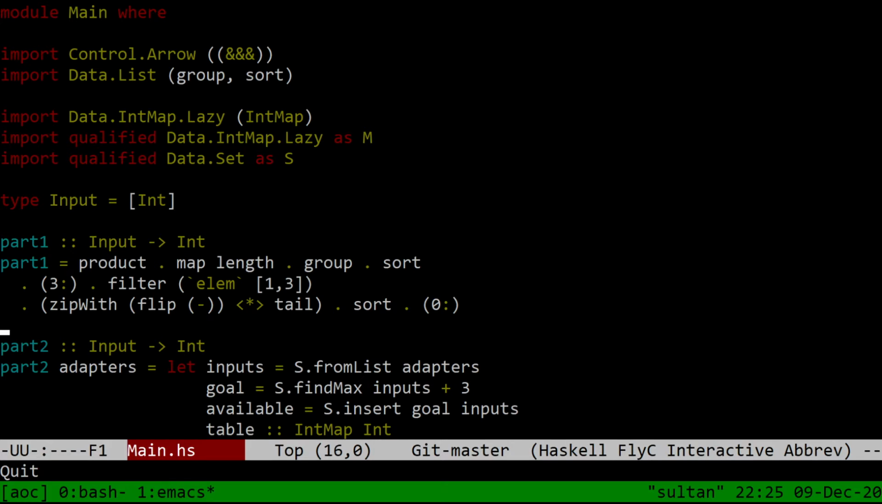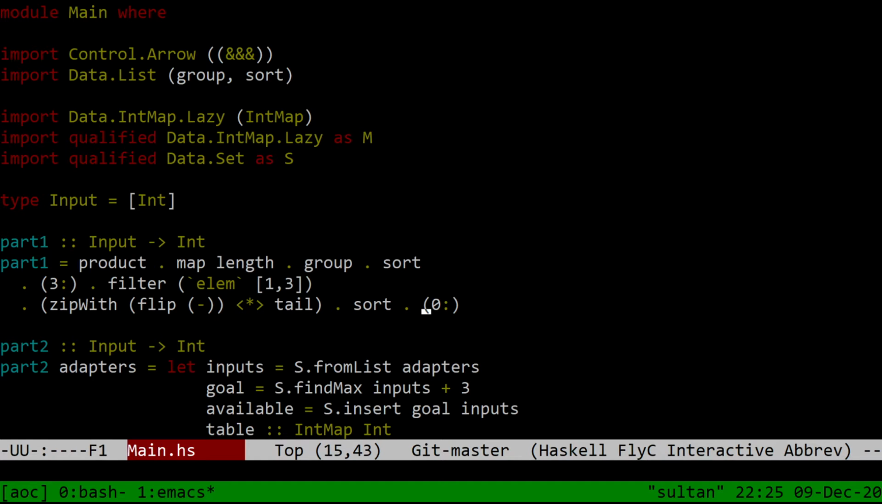And the algorithm that I had in mind was, as I said, you just have to sort them and compute the pairwise differences. How hard could it be? So first we add a 0. That's the power source. And we could, at this point, add something that is 3 greater than the largest one.